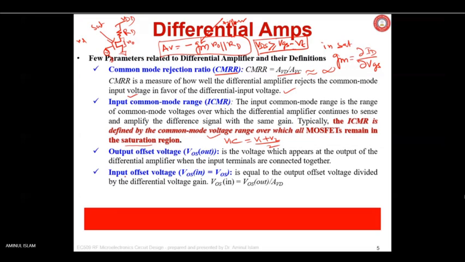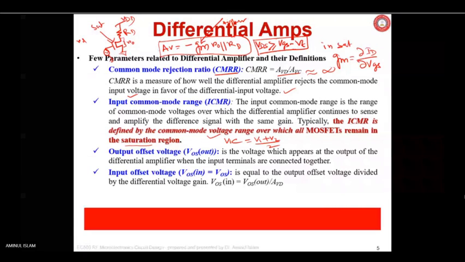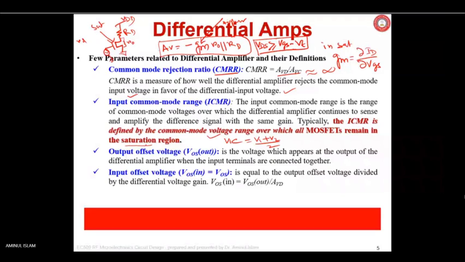and hence the gain will be higher. That is the idea. So he is telling here that ICMR is defined as the common mode voltage range over which all the MOSFETs remain in the saturation region. Okay, that is the ICMR. The output offset voltage is the voltage which appears at the output of the differential amplifier when the input terminals are connected together.